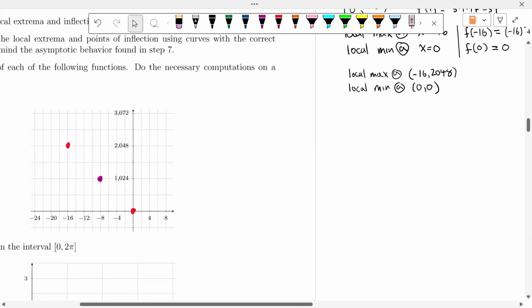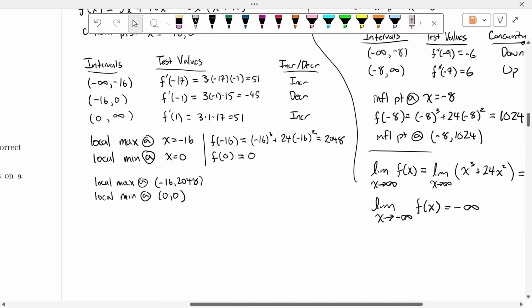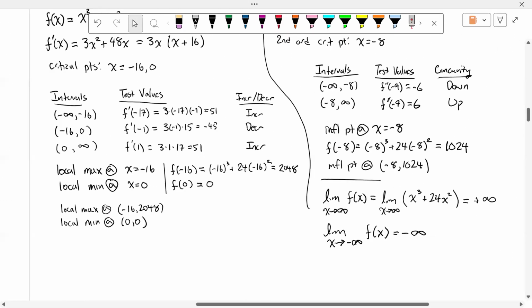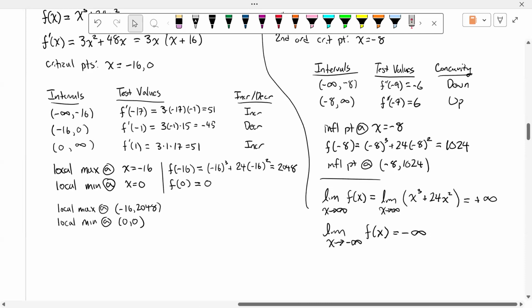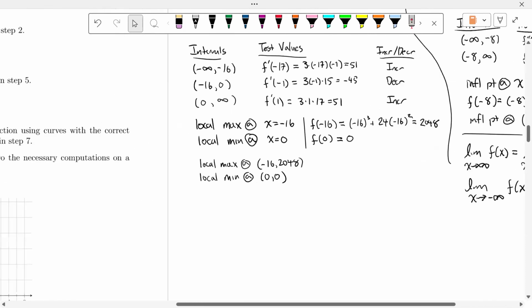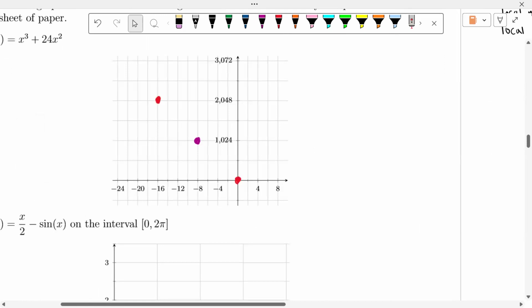And I want to know my intervals of concavity. It's concave down to the left of -8 and concave up to the right. So I believe I used orange to signify concave down. There. I used green to signify concave up.